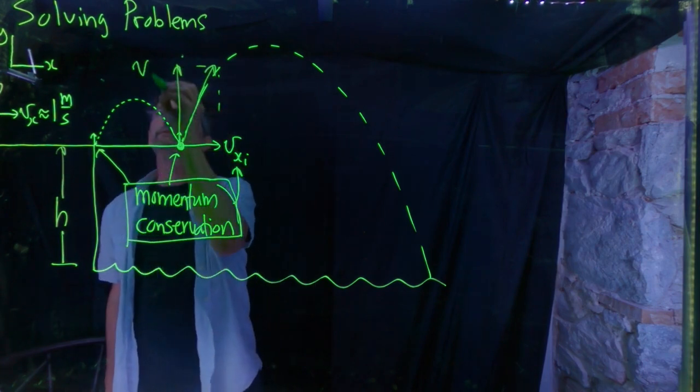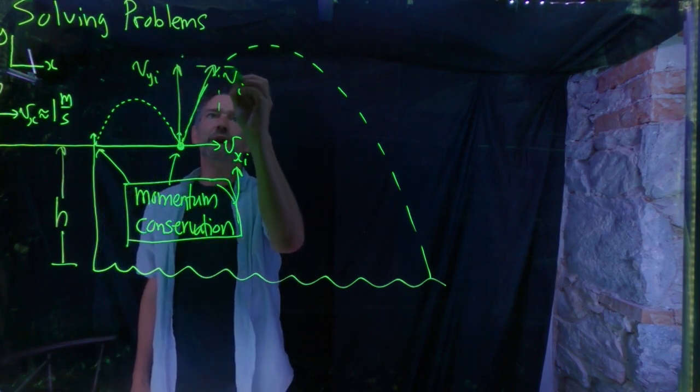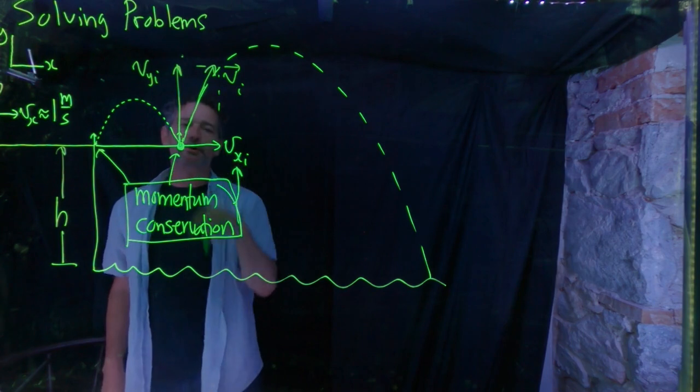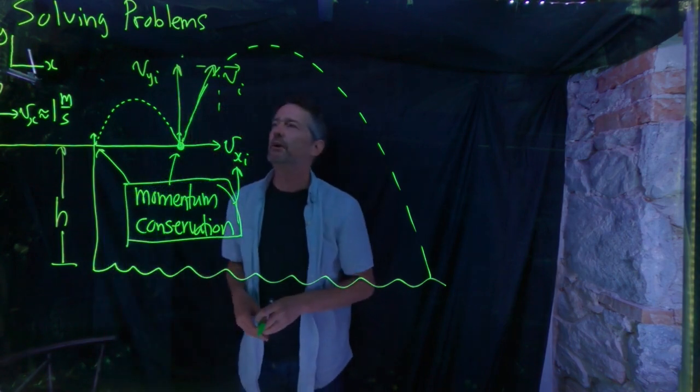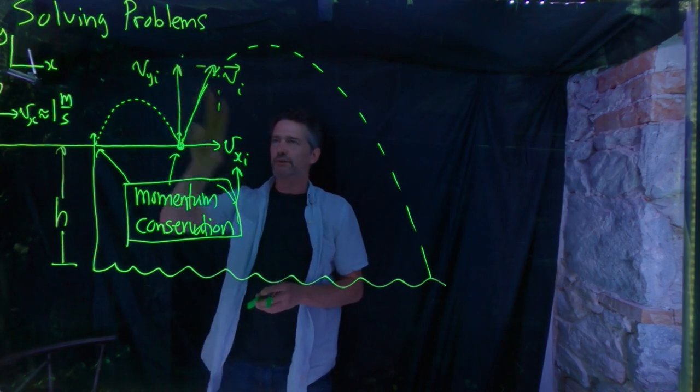We'll call this Vy initial, and we'll call this V initial as a vector, with an x and a y component, Vx initial and Vy initial. So now what we need to do is estimate Vy initial. We know Vx initial, what's Vy initial?